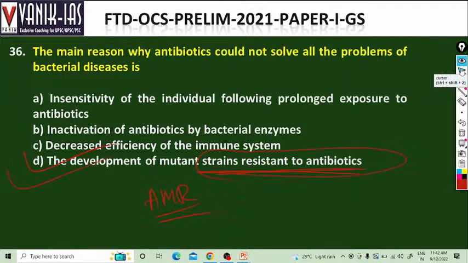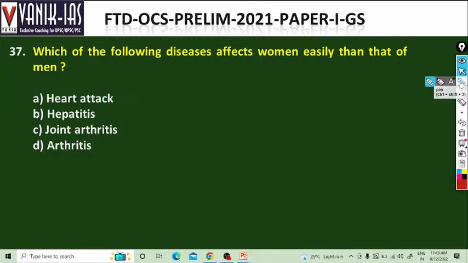Antibiotics are very dangerous. In normal circumstances like cold and fever, you should never take antibiotics. They kill so many germs in your body, good germs which are beneficial for your immune system. So antibiotics should not be taken in normal circumstances unless prescribed by the doctor in extreme circumstances.